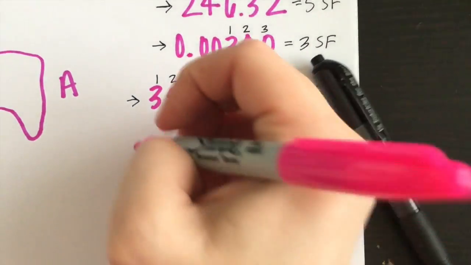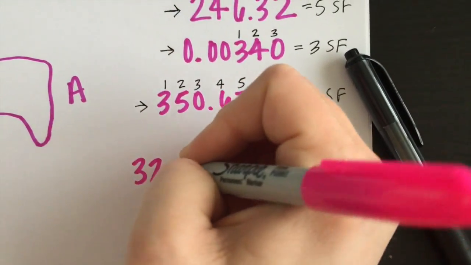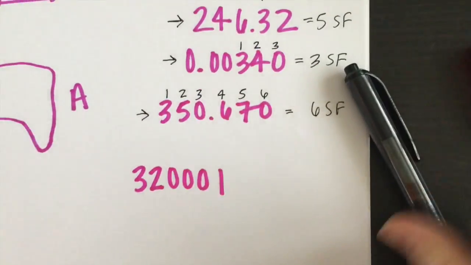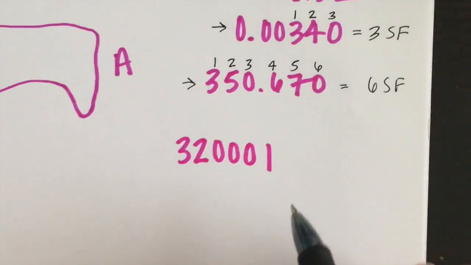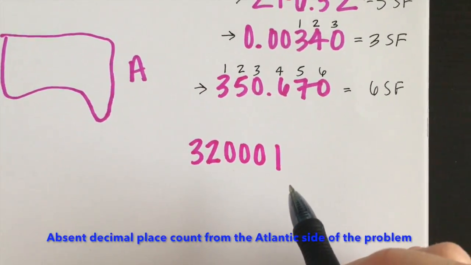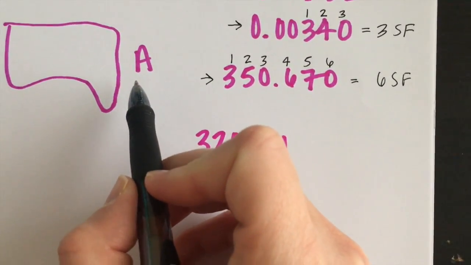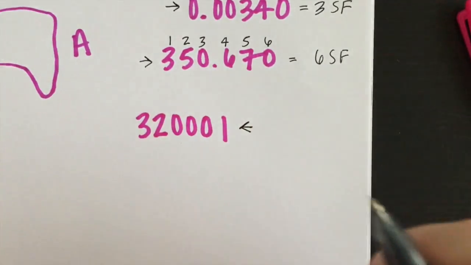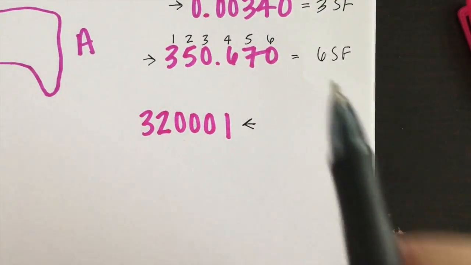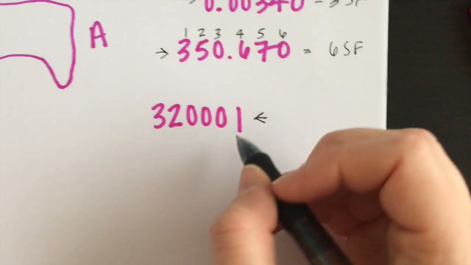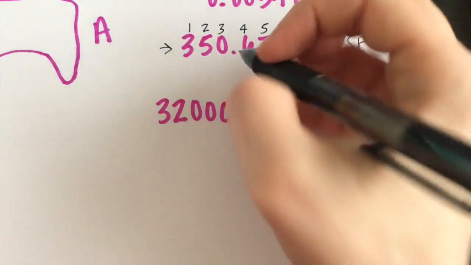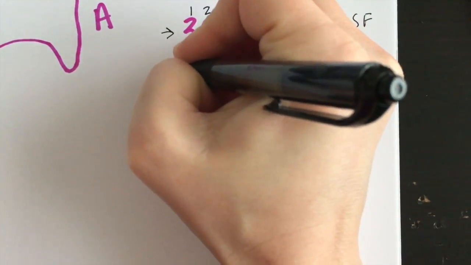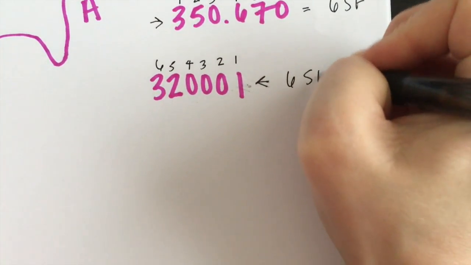What about if we have something like this one? 3, 2, 0, 0, 0, 1. Now here, there is not a decimal point. If there's not a decimal point, the decimal point is absent. So we count from the Atlantic side of the problem. So we go this way. Same rules apply. You start counting at the first non-zero digit. So this is not 0, so we can count it. And it's 1, 2, 3, 4, 5, 6. 6 significant figures.